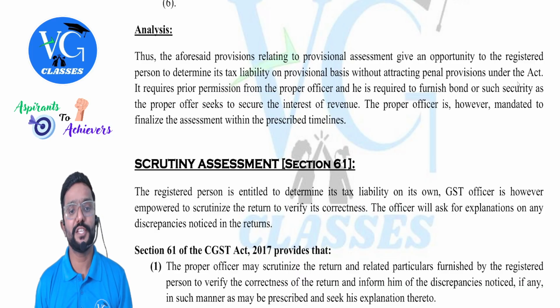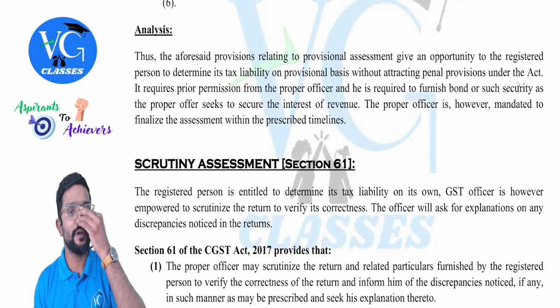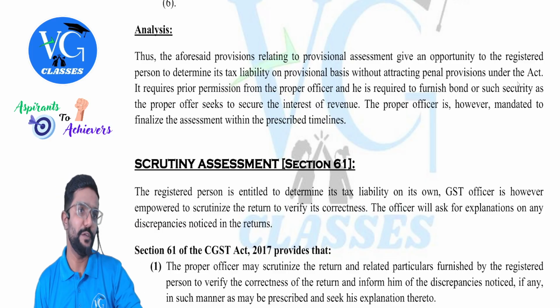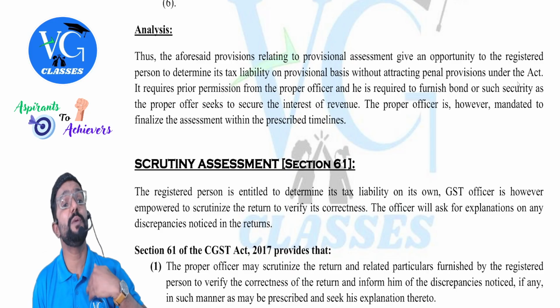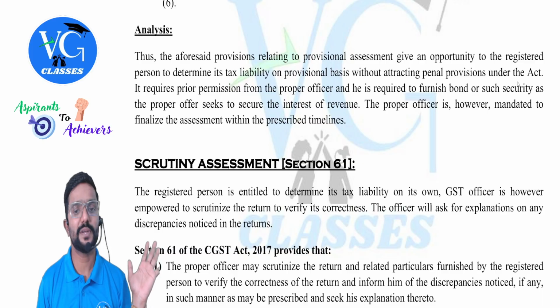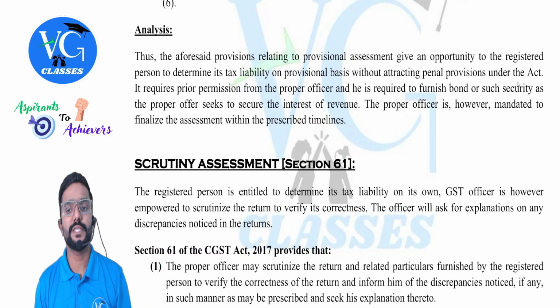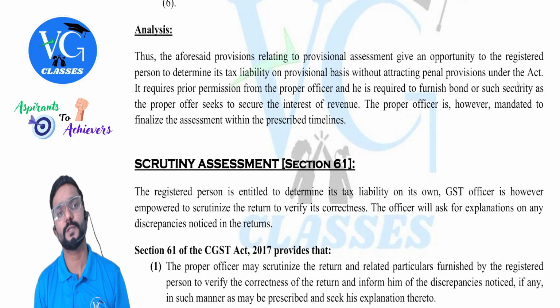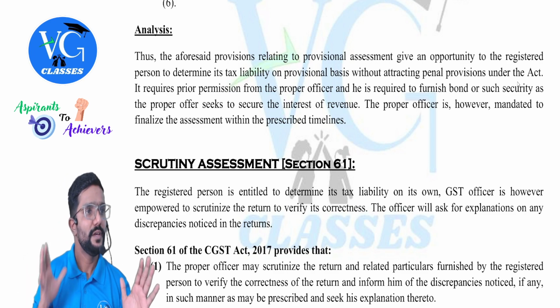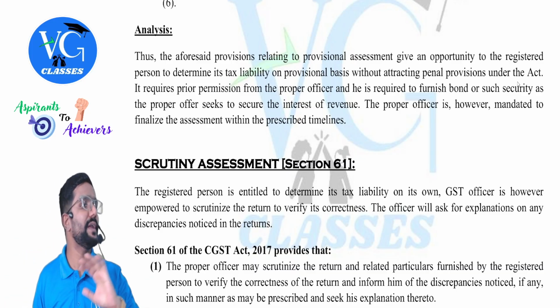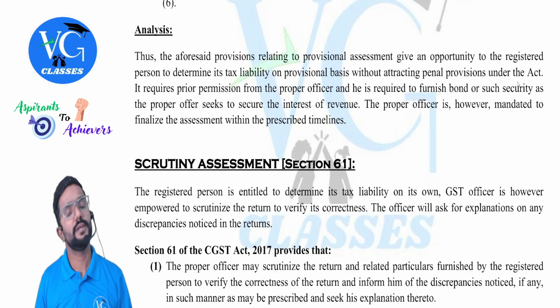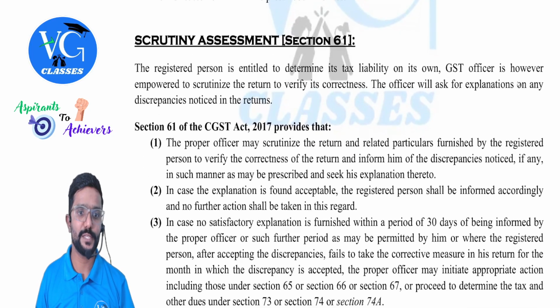It requires a prior permission from the proper officer and is required to furnish bond or such security as the proper officer seeks to secure the interest of revenue. Okay, that is just for a guarantee purpose, so that if there is any excess to be paid by me, I will pay it as per the final order. The proper officer is, however, mandated to finalize the assessment within the prescribed timelines, because provisional assessment is not final, within 6 months, which can be further extended. Within that time, a final order has to be passed.